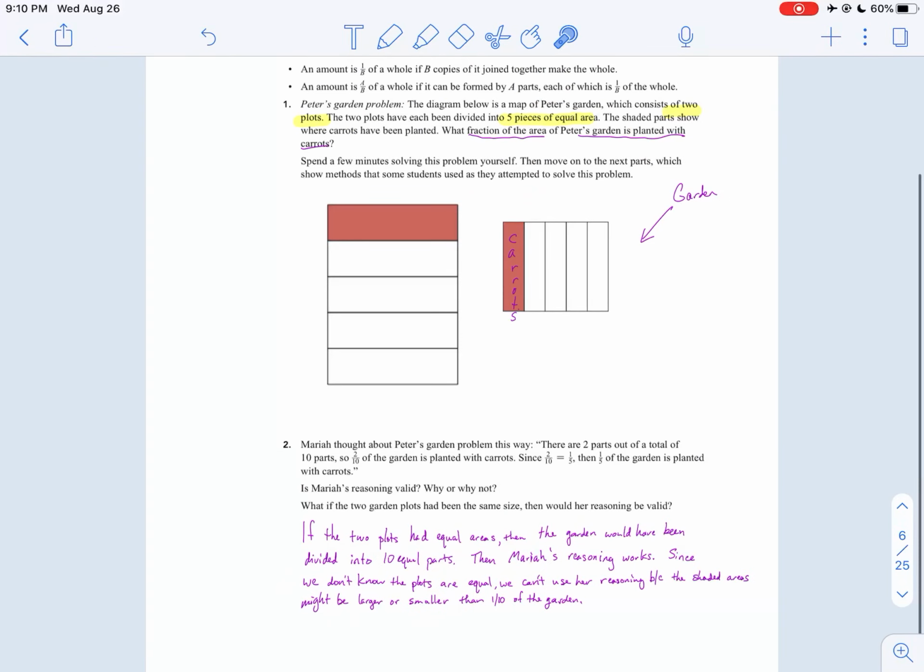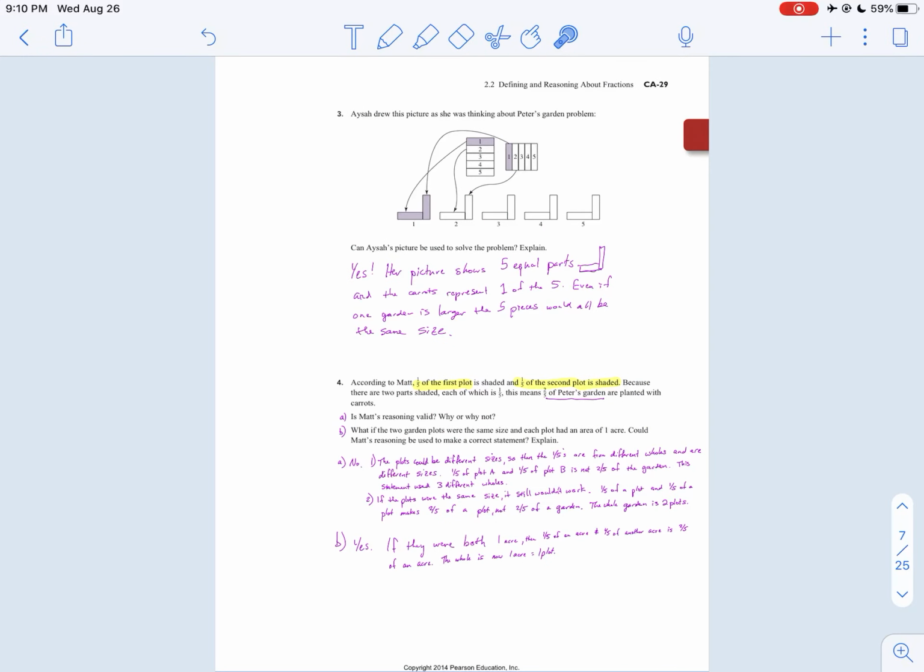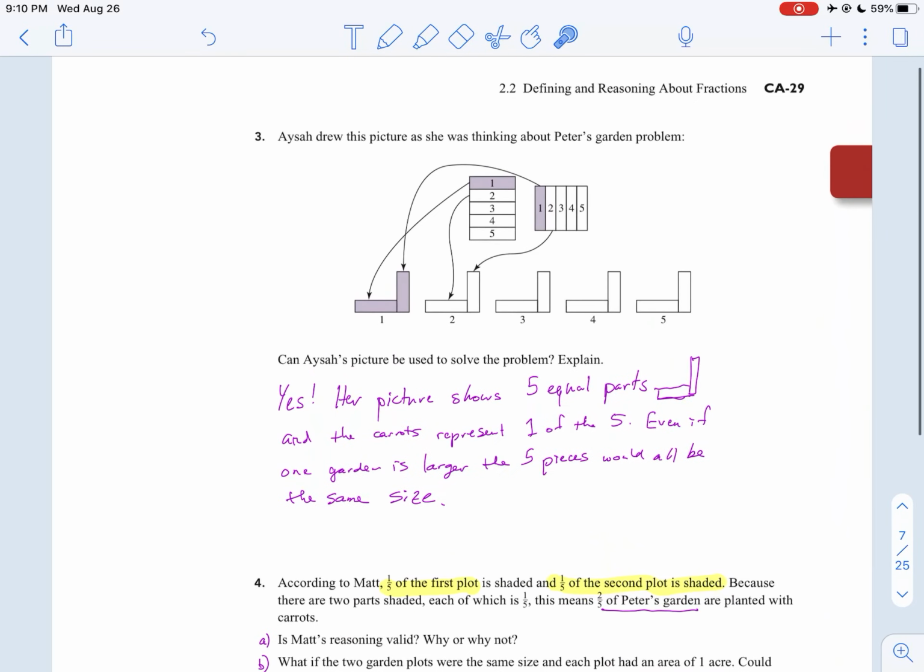Now, if you've thought about this and you've gotten an answer of 1/5 of the garden is shaded, you're actually right. So Mariah's answer is correct. Her thinking is not. And that is if you look at part 3. Isa drew this picture as she was thinking about Peter's garden problem. She took a part from this plot and a part from this plot and put them together. And can you imagine if we made this a lot larger?